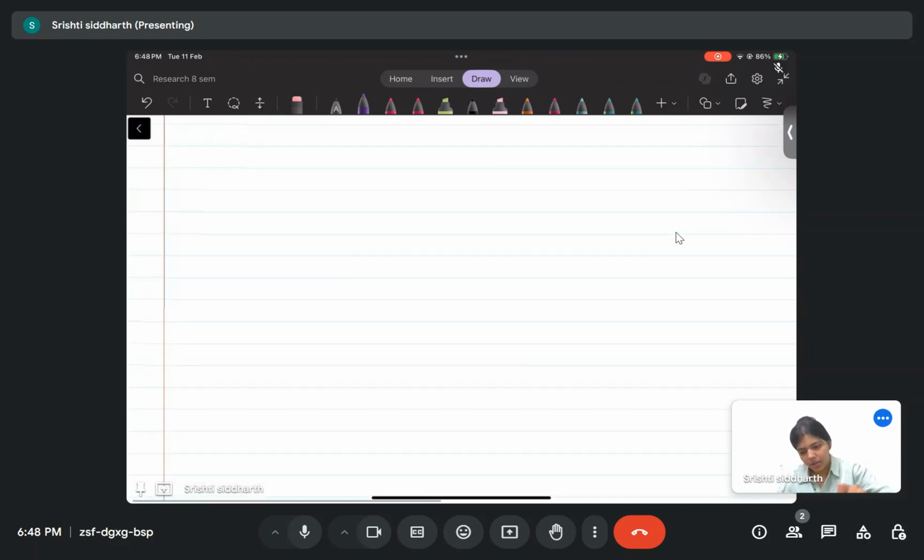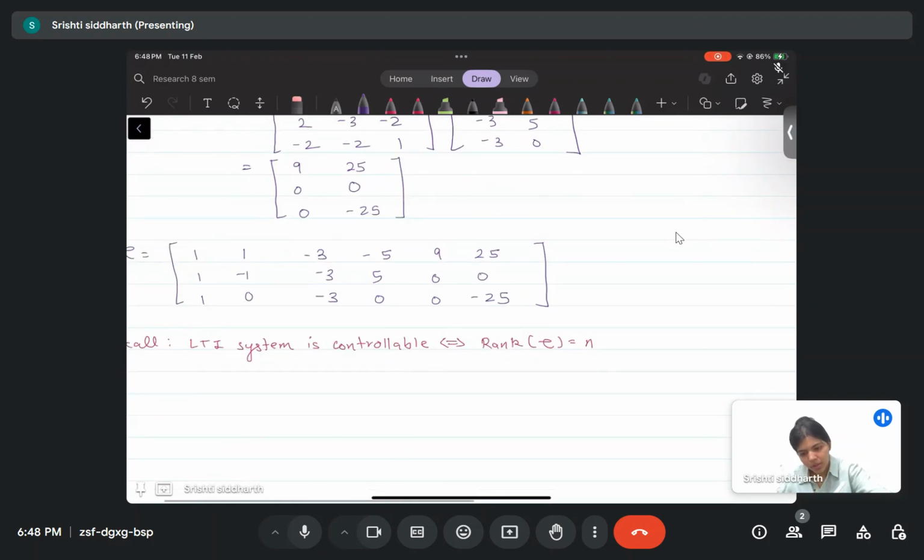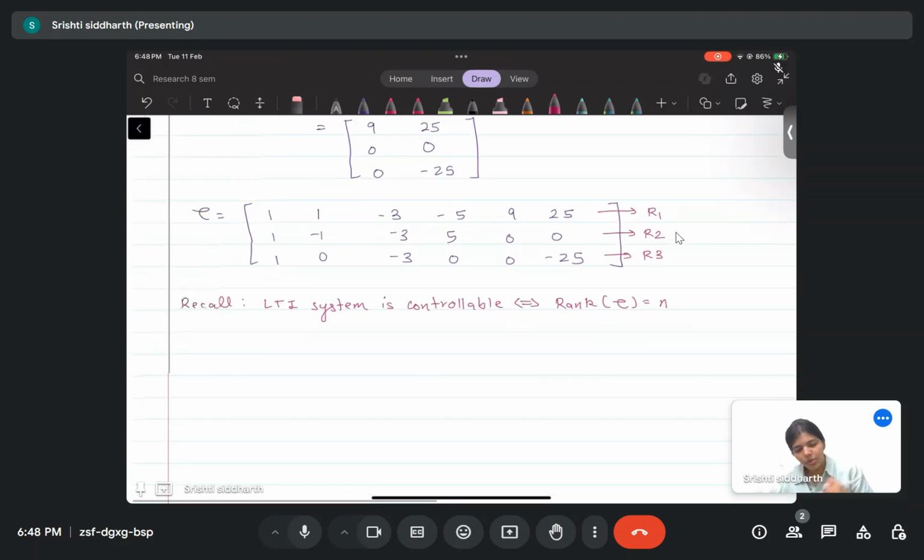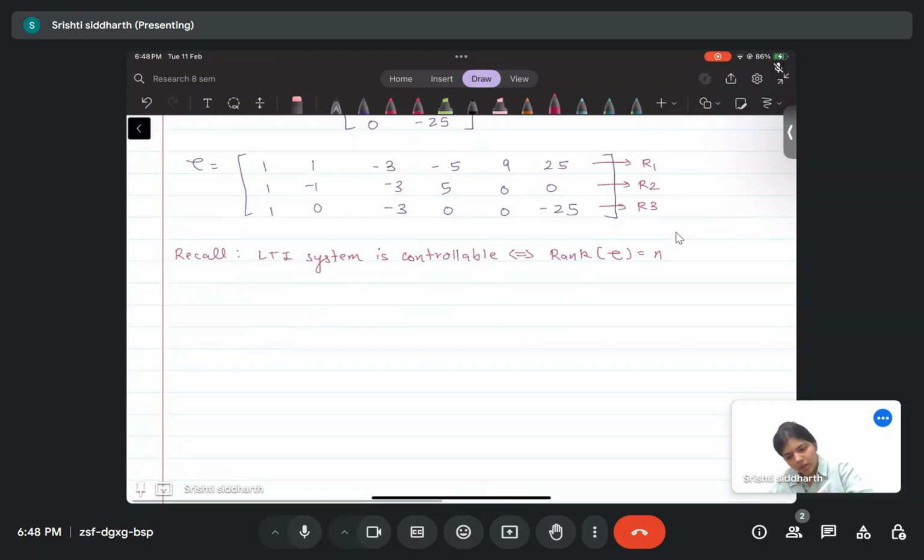So let's mark them. This is row 1, row 2, and row 3. To find out if these are linearly independent, we just have to compute these coefficients. So alpha 1 R1 plus alpha 2 R2 plus alpha 3 R3 equals 0 should imply that these 3 coefficients are 0 as well. Then the rank would be 3, right? So right now we have n equals 3.